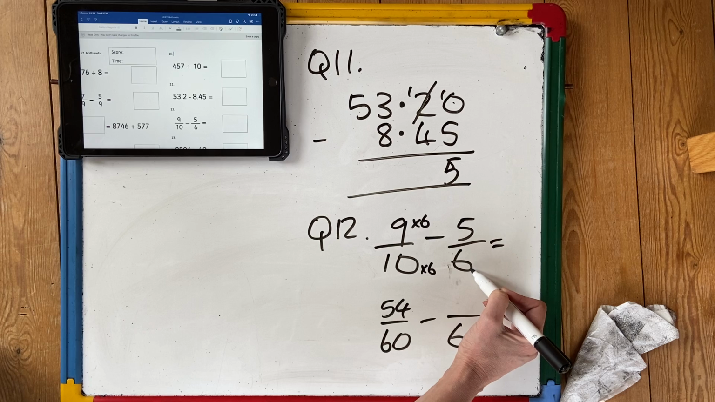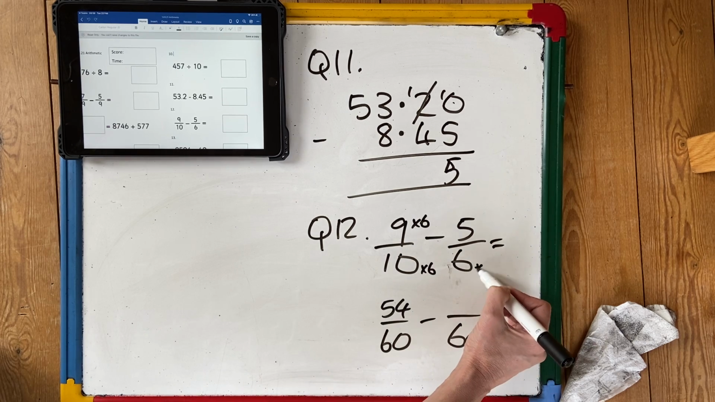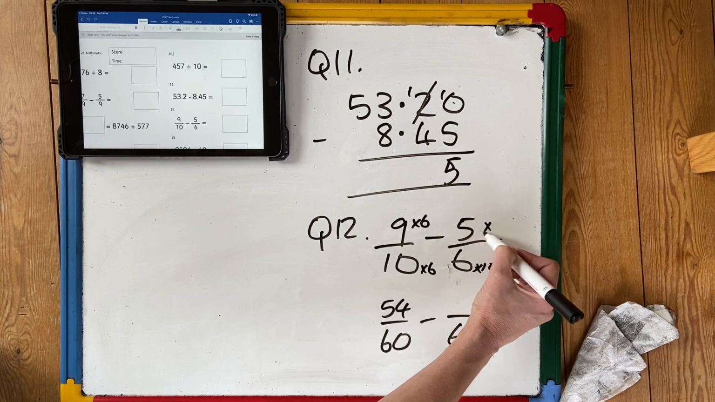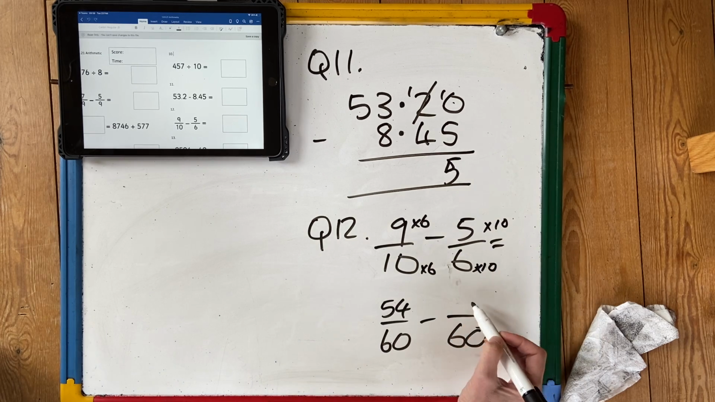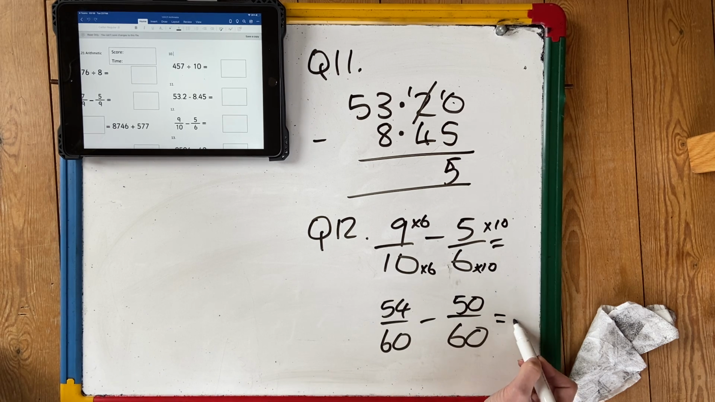Subtract. What do I do to 6? To find the equivalent fraction in 60ths, I times it by 10. Times the numerator by 10, so 5 times 10 is 50. 54 subtract 50 is what? How many 60ths?